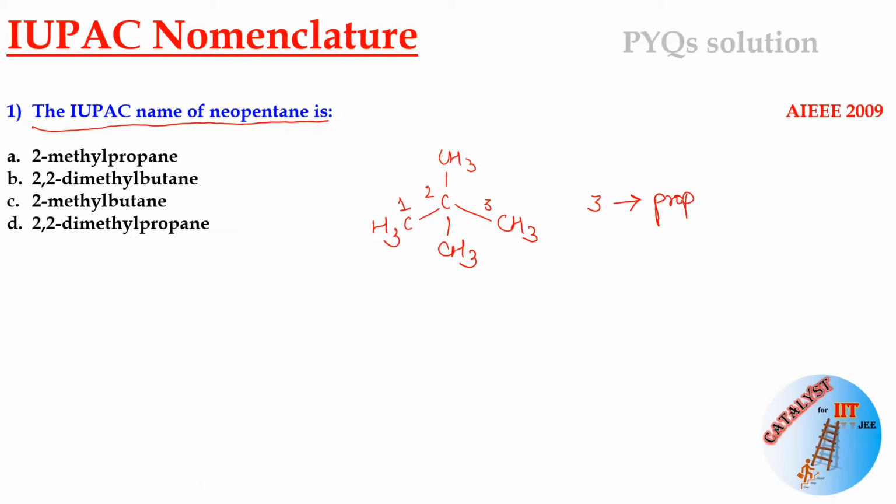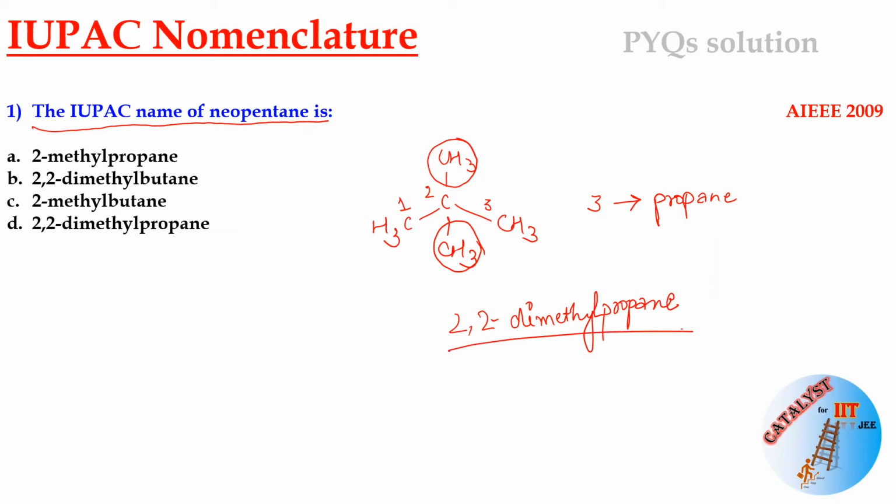Now this is your saturated hydrocarbon, so you have to add ane. On the second position 2 methyl substituents are there, so the whole IUPAC name will be 2,2, because the number for your methyl substituent is 2, so that's why you have to add di, dimethyl propane. Now this is your option D. So the correct option for the IUPAC name of neopentane is 2,2-dimethyl propane.